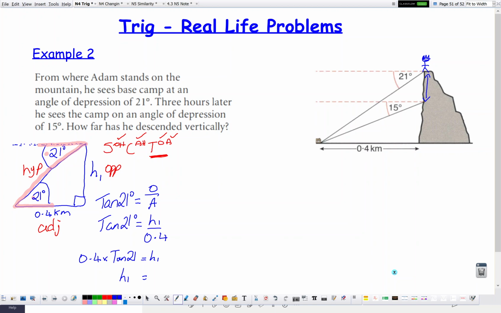So if you can type that in and write it in the comments, please. 0.4 times tan of 21. Now this time we're not going to round as much, because we've already got, to 1 decimal place as our answer. So I think we need to round to 2 decimal places in this case. So put that into your calculator and give me it to 2 decimal places, please.